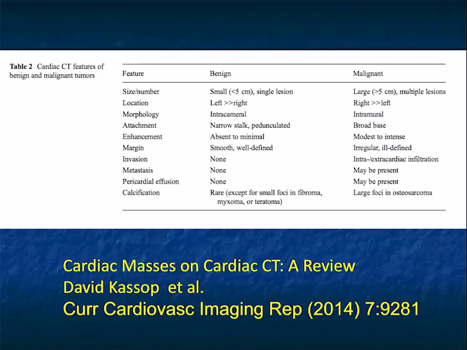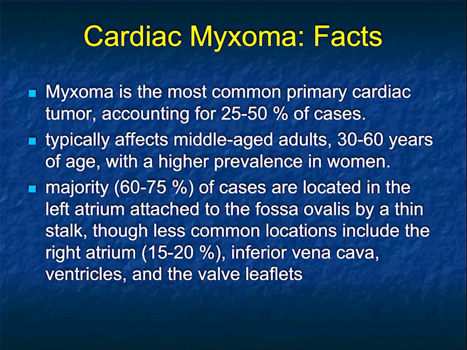That's probably because of angiosarcomas. Attachment, broad base for malignant, narrow stalk, more commonly benign. Enhancement, if there's more enhancement, you've got to think more toward malignancy. If margins are irregular, if there's infiltration, if there's metastasis or effusion, you got to be thinking about malignancy again. And of course, calcification is rare, except in processes like osteosarcoma. So let's look at some of the various tumors.